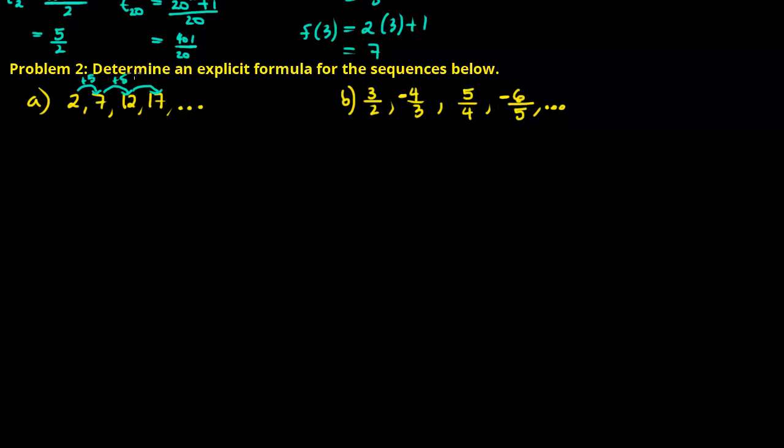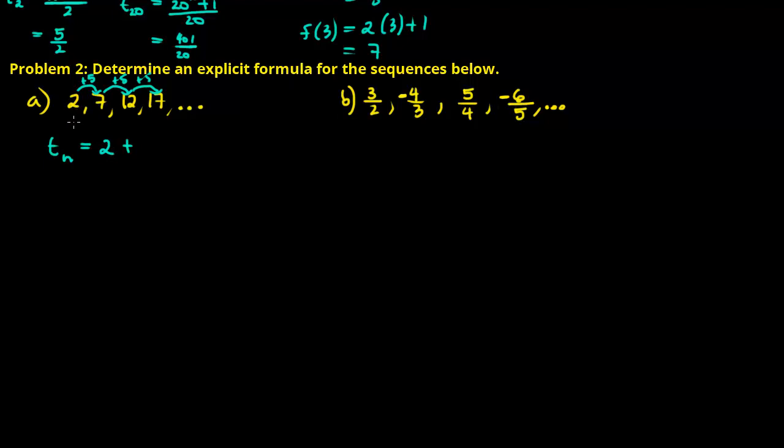So we have plus 5, plus 5, plus 5. The next term, we're just going to be adding 5. So to get the nth term, let's see here. Well, we have that t sub n. So we've got 2 plus, well, let's see here.